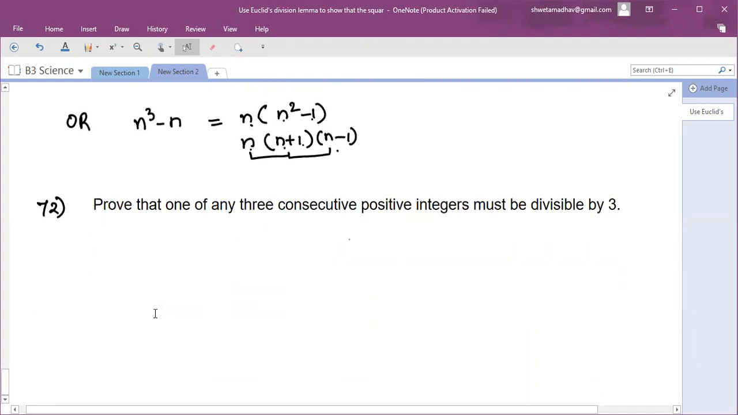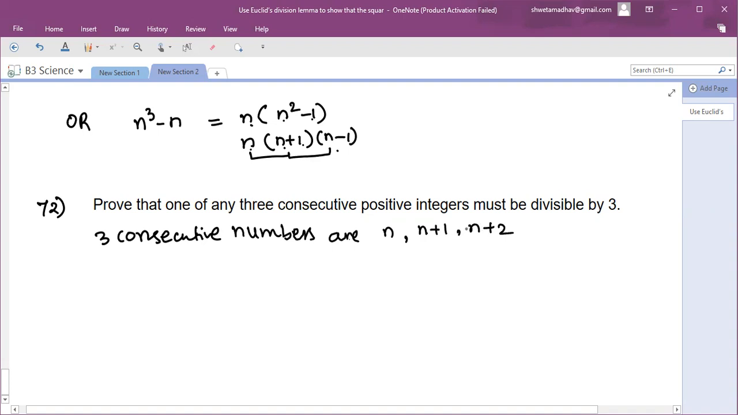So here we have to take three consecutive numbers. What are the three consecutive numbers we need to consider? Three consecutive numbers are n, n plus 1, and n plus 2. Now we have to show it in all cases. When n is divided by 3, q is the quotient and r is the remainder. Values of r will be either 0, 1 or 2. Right? Yes, ma'am.